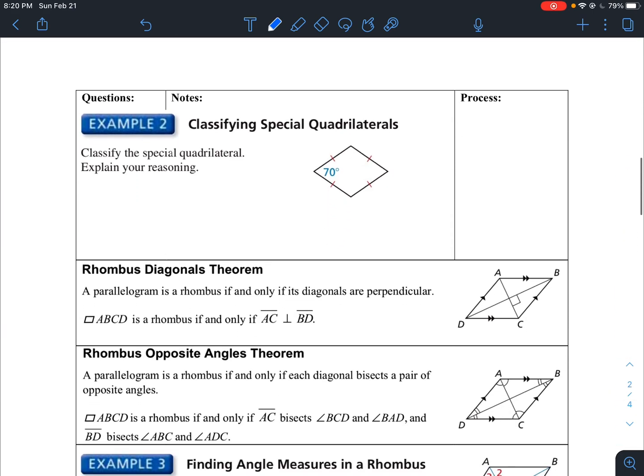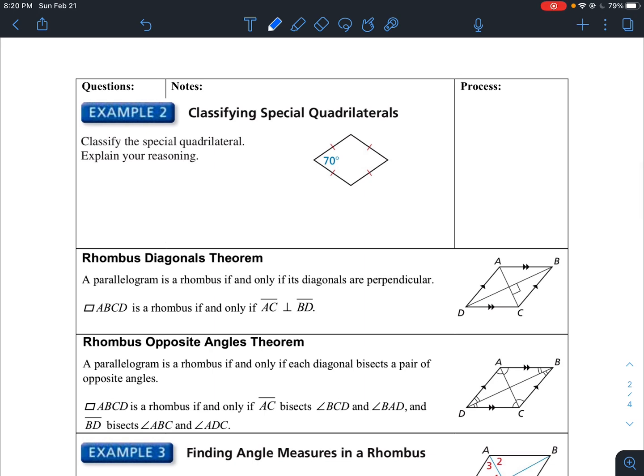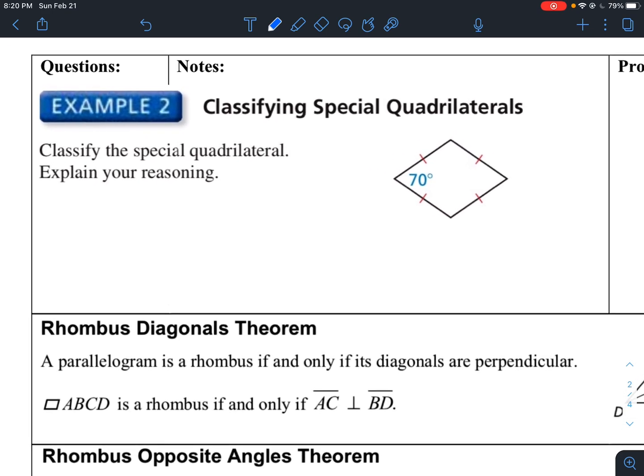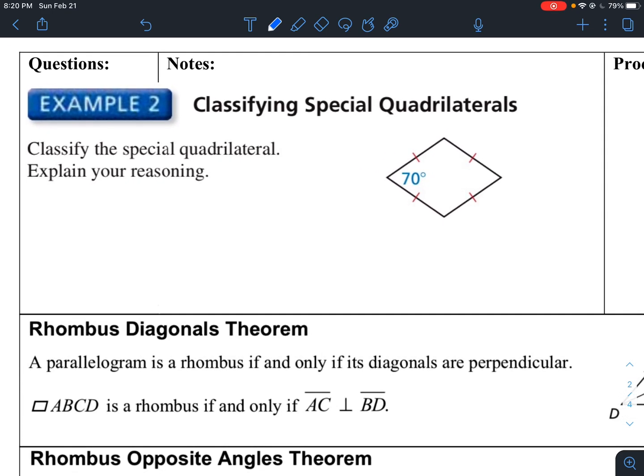Now let's come down here. In this example, it's saying to classify special quadrilaterals, so we want to classify this. So first of all, let's look at what we know about this diagram. We are given that this side and this side, this side and this side are all congruent. So all those sides are congruent, and so that must mean that this is a rhombus. This has to be a rhombus.